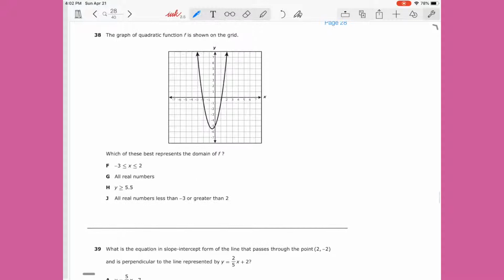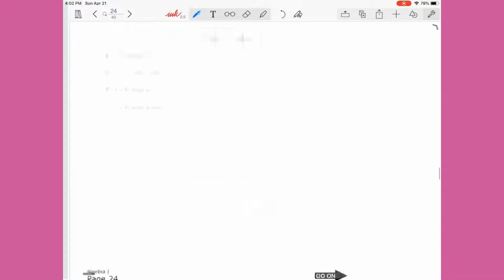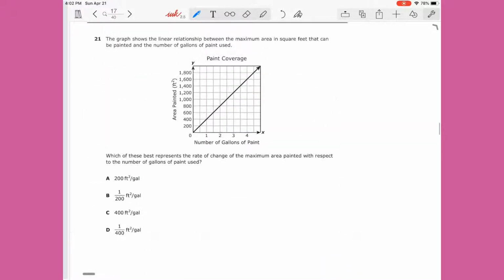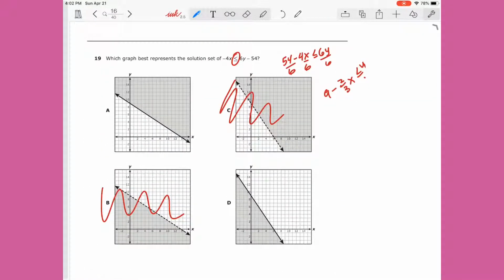Oops. My apologies. That's what I get for not clicking that. Okay. Let me zoom in.